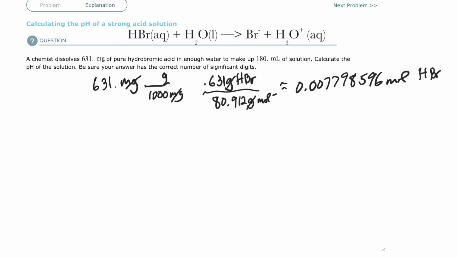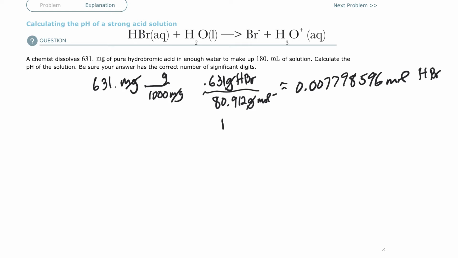Okay, the moles of hydrobromic acid really don't help me yet because I need to know the moles of the hydronium. It's the hydronium that is the pH. I want to find the pH, so I need to find the concentration of hydronium. But I need this in order to go through the balanced equation. This is a 1-to-1 relationship. That means that 0.007798596 moles of this equals the same number of moles over here. So I'm going to get the same number.